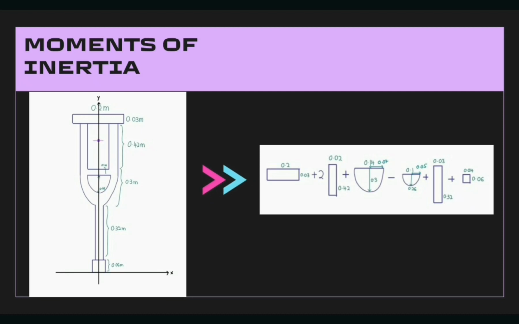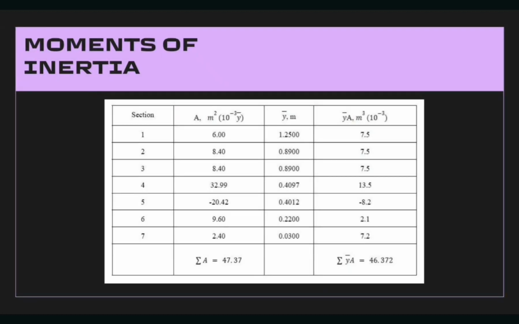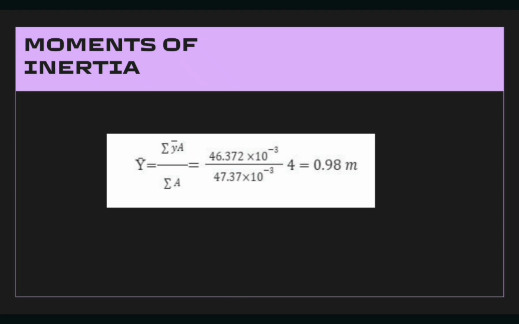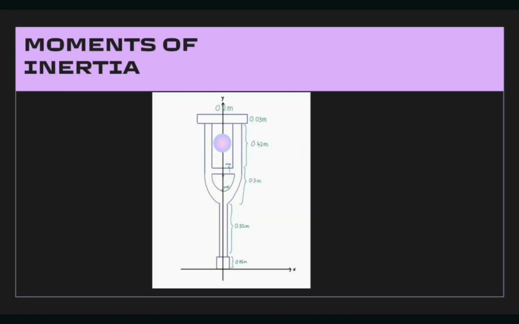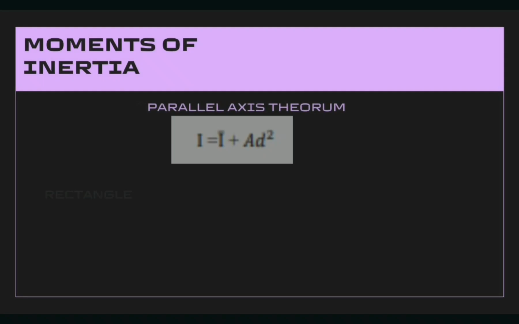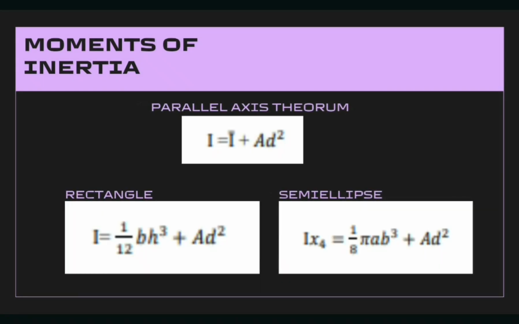Moving on to the moments of inertia. To calculate moments of inertia, firstly, we divide the crutches into some sections to ease our calculation. Then, we use the table where we find the A and Y bar to find the first moment for all the sections. Then, we use this formula where we divide the total first moment by the total area, where we got 0.98 meter as the centroid of our crutches. Then, we use the parallel axis theorem where I equals I bar plus AD squared. For this study, we use the parallel axis theorem for rectangle and semi-ellipse.